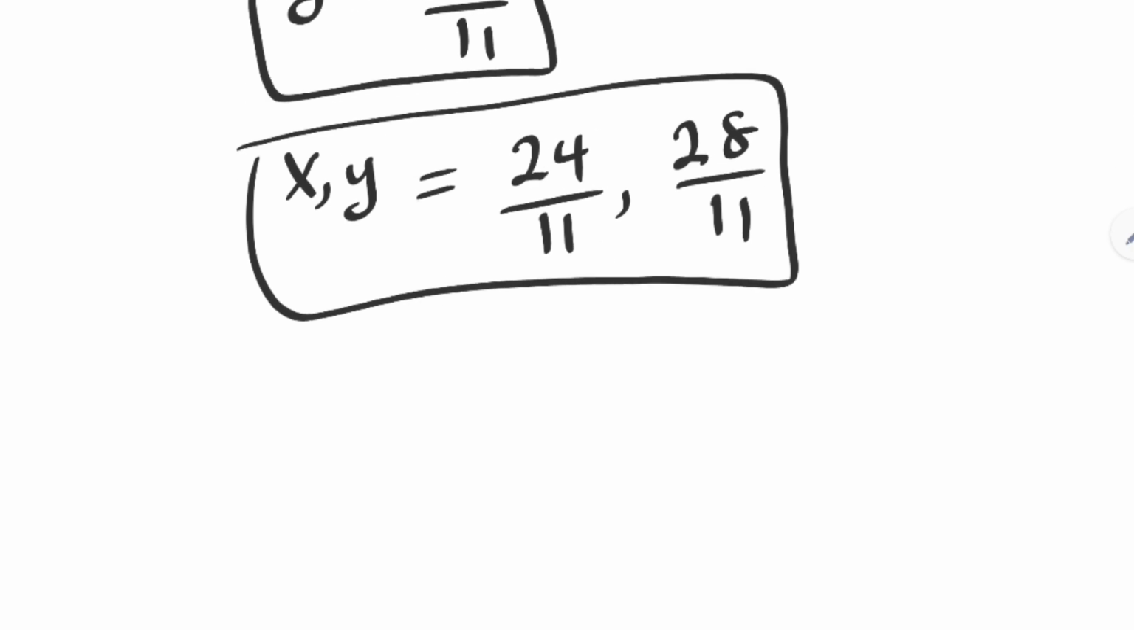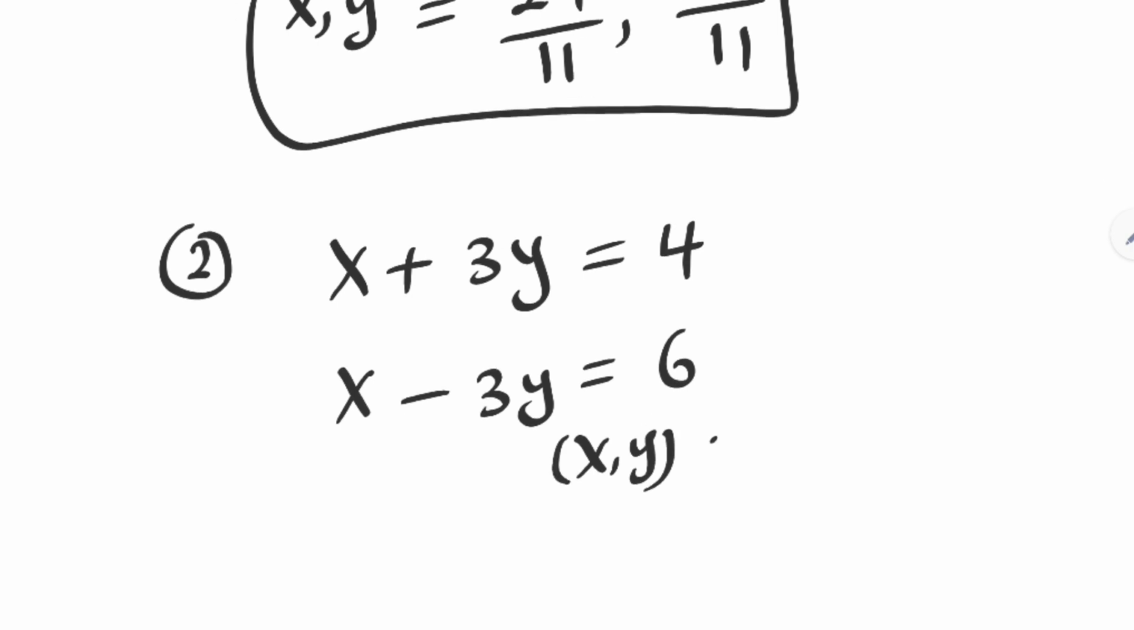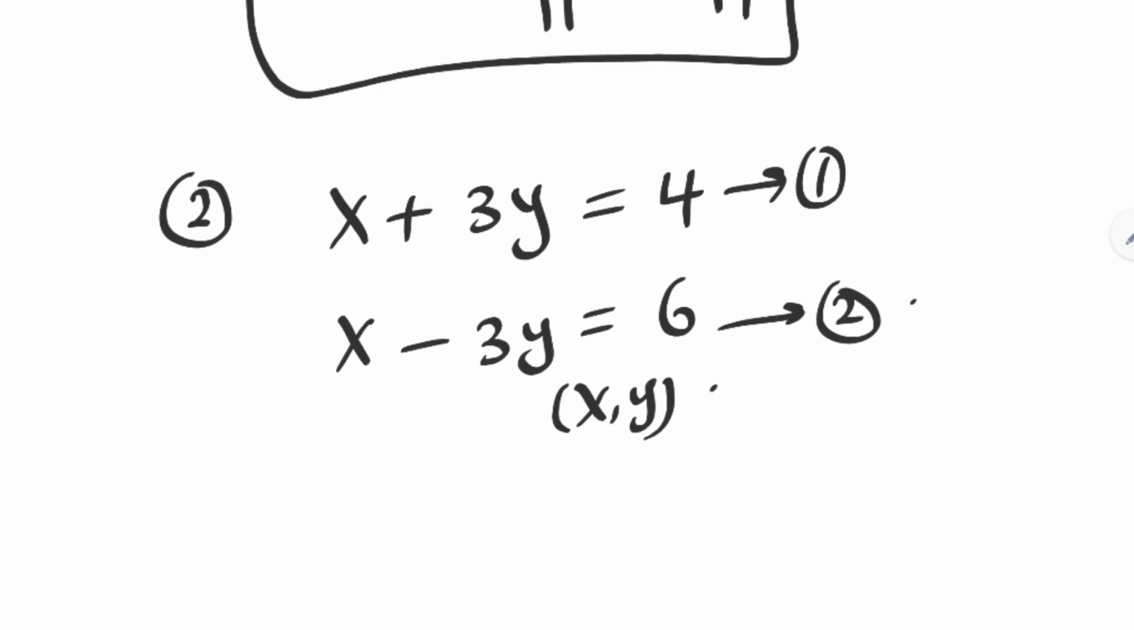If you have x plus 3y is equal to 4, then x minus 3y is equal to 6. Let us solve for x and y. So here, this is equation 1 and this is equation 2. Now, the sign here is positive and the sign here is negative. The coefficients of y here are equal. You can see that the coefficients of x are equal, but the signs are positive, positive. We cannot easily eliminate x.